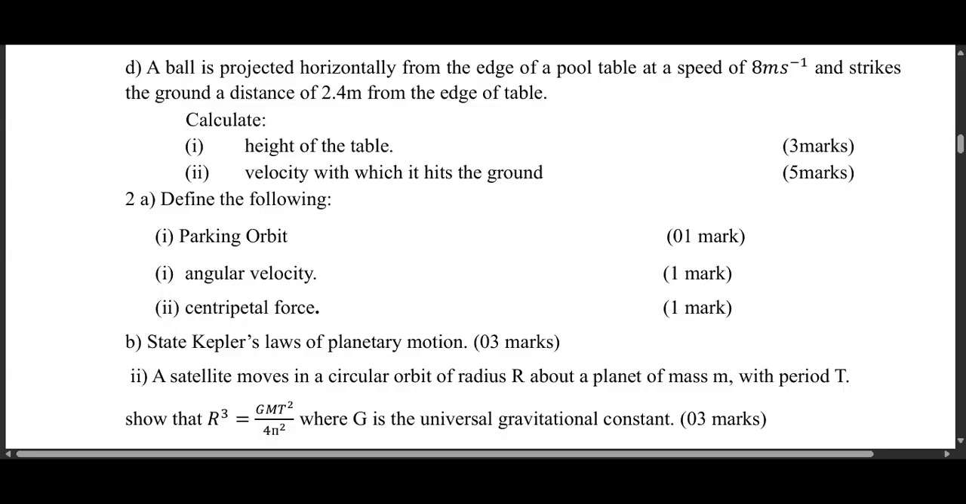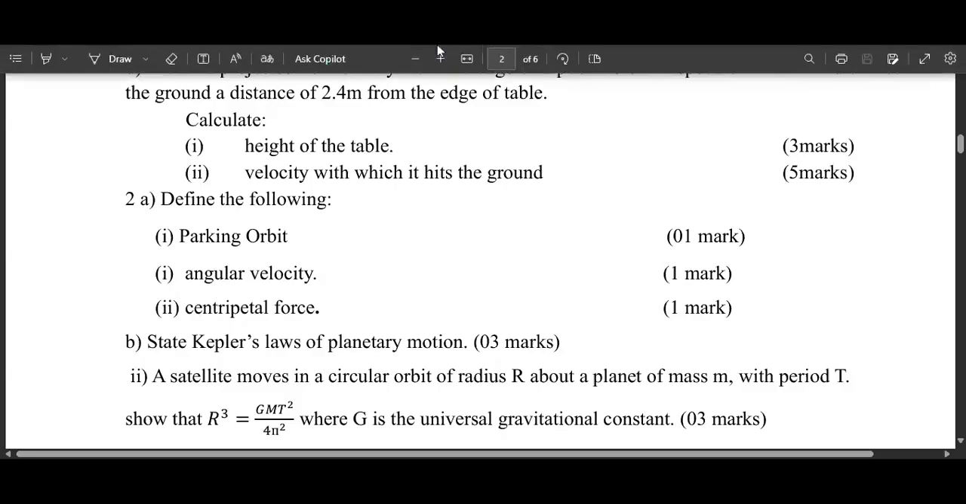So let us begin by defining the first term, which is parking orbit. Now, parking orbit is brought about by what we call geostationary satellites, those that move at the same speed as the Earth. So parking orbit is the space in the path of a satellite that makes it appear stationary relative to an observer on the Earth's surface.